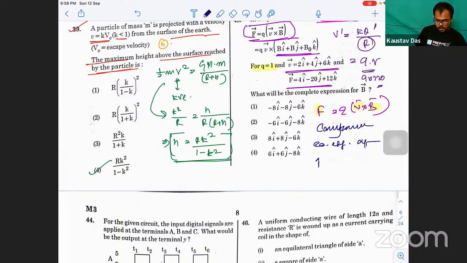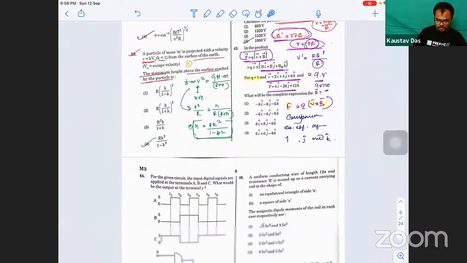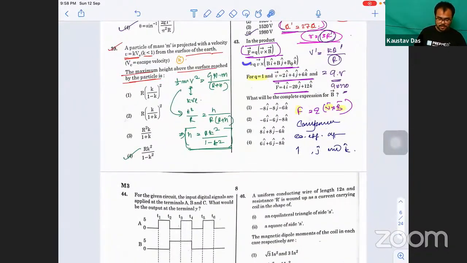Of I cap, J cap, and K cap? Yes, this question is a little lengthy because whenever you are going to do this cross product, you have to take some time solving that determinant and all. It will take some time, definitely. I understand. It will take maybe 2 minutes to solve as well.